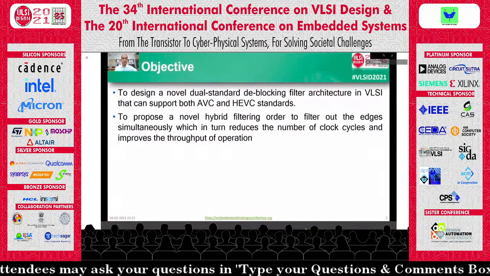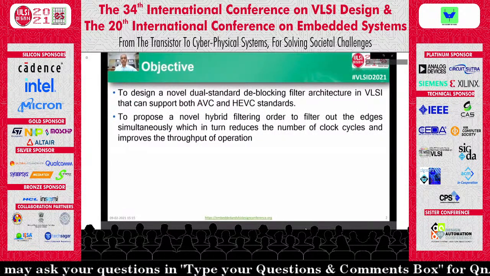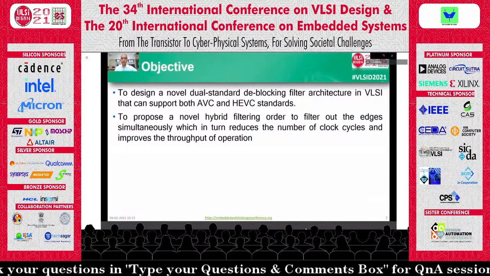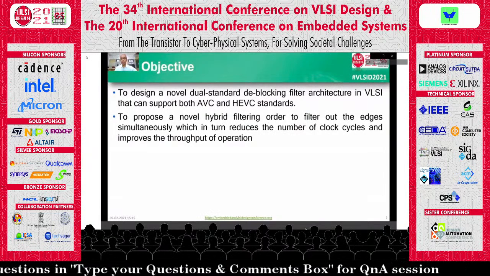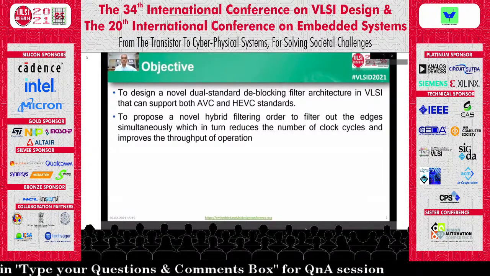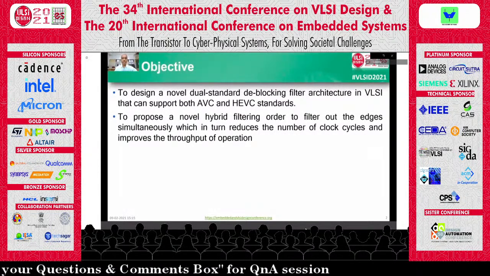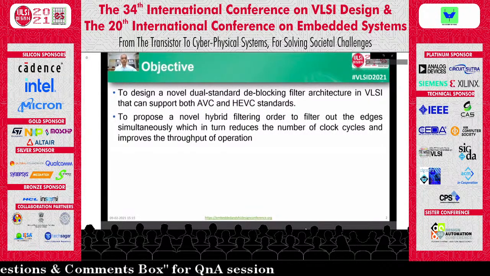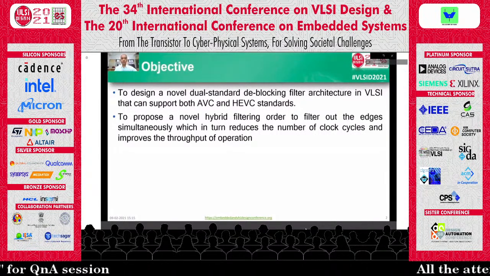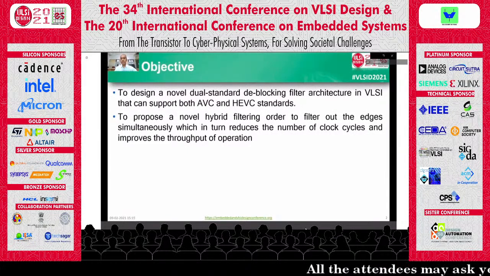The prime objective of our work is to design a novel dual standard deblocking filter architecture in VLSI that can support both AVC and HEVC standards. And the second objective is to propose a novel hybrid filtering order to filter out the edges simultaneously, which in turn reduces the number of clock cycles and improves the throughput of operation.